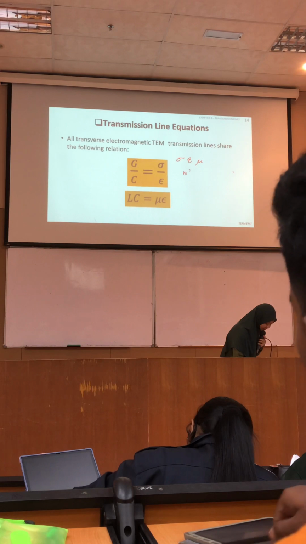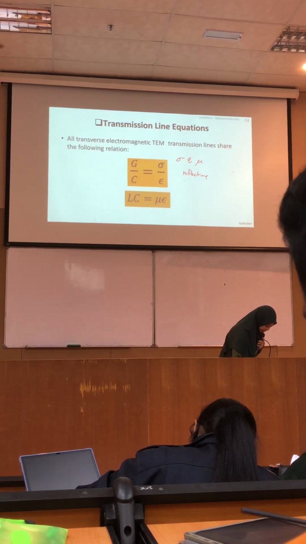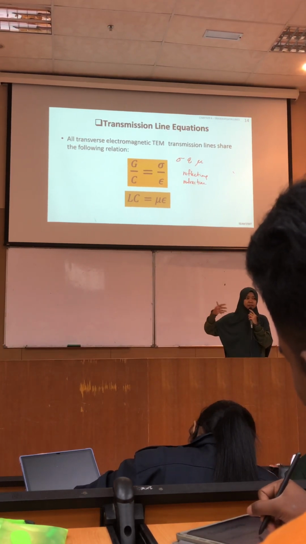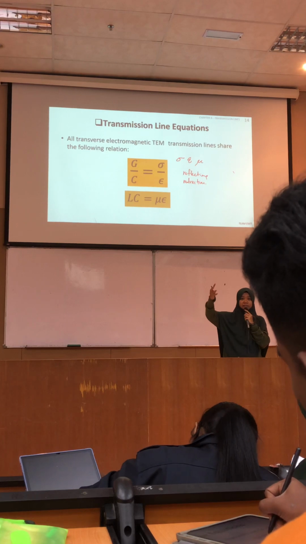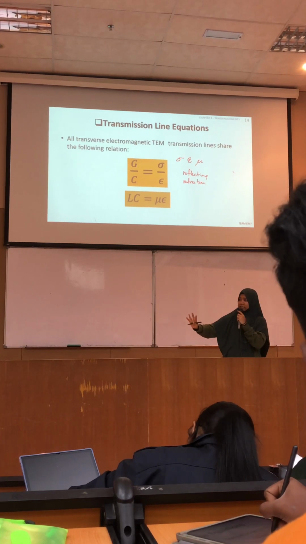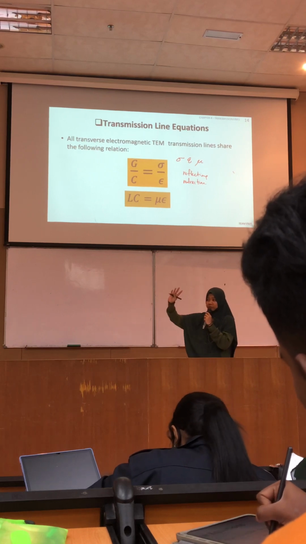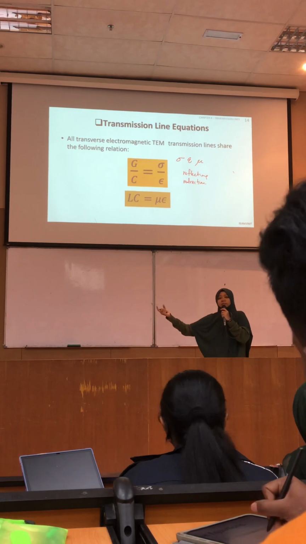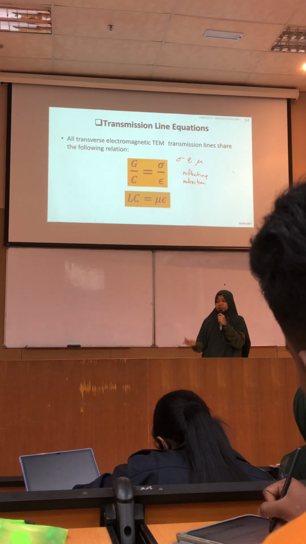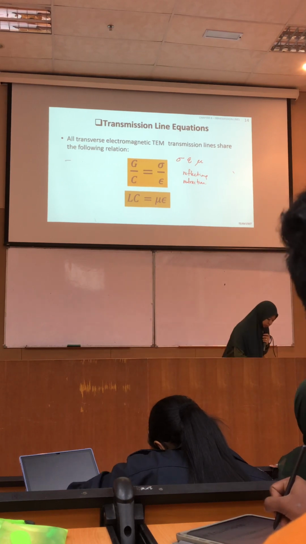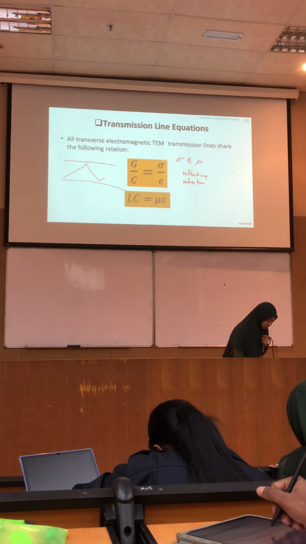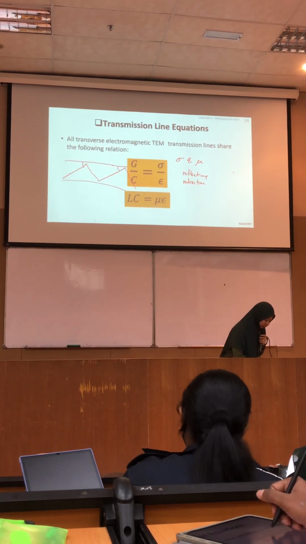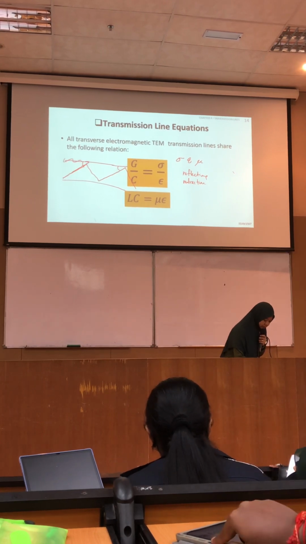Okay, reflection is pantulan, refraction is pembiasan. We don't want refraction, because the signal will be moving out from the transmission line. We want reflections with a certain degree of signal. For example, in a transmission line, we want it to reflect like this, with its angle. We don't want it to come here, hit the transmission line, and refract out.